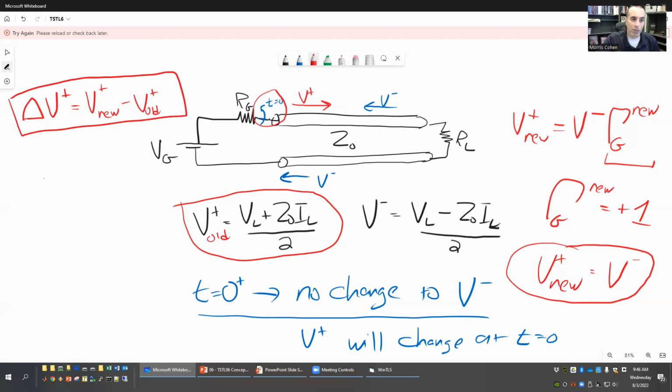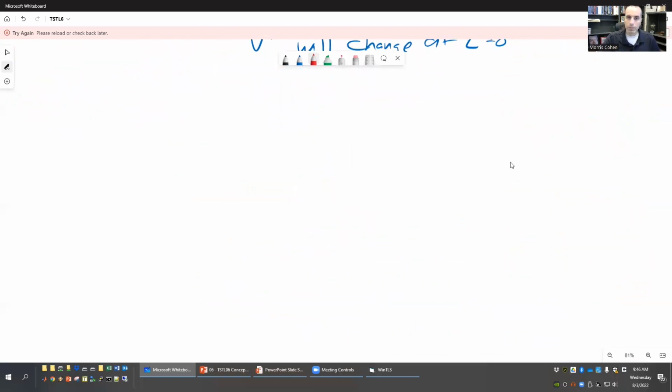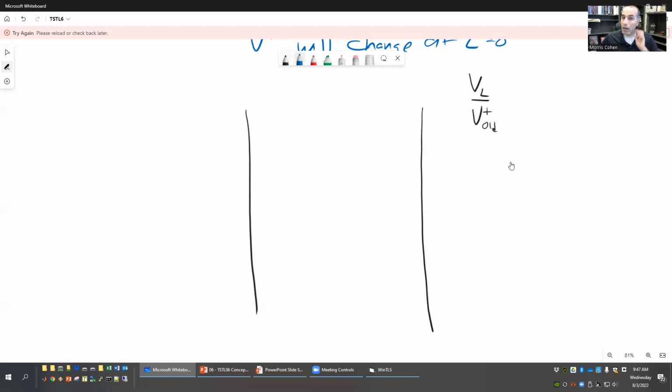And so, armed with this information that this is the voltage change that we are creating, from that point on we can go to a simple bounce diagram and track everything exactly the way we did before. All right, so let me set this up as a simple bounce diagram and just show you. We'll start out with the two lines right here. And we're going to have our load voltage, which is going to start out at our original V positive old.